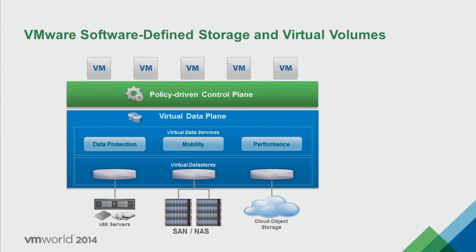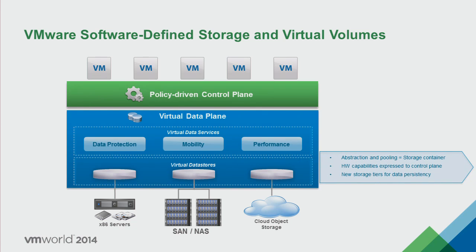And those policies drive a virtual data plane that offers at the top layer a uniform set of services that are available regardless of whether they're presented by the hardware or possibly presented by I/O filters that are injected on demand. So you see data protection, a uniform notion of mobility, performance, and all of that is built on virtual data stores that we segregate into three categories: the hyper-converged on-server infrastructure, the cloud storage infrastructure, and what we'll be focusing on today, the SAN NAS infrastructure.